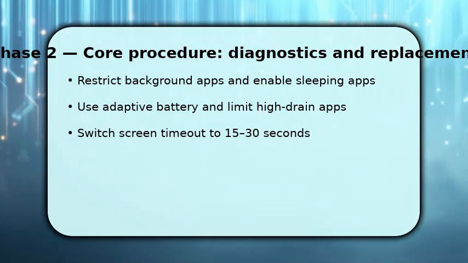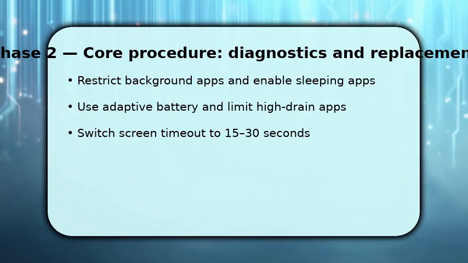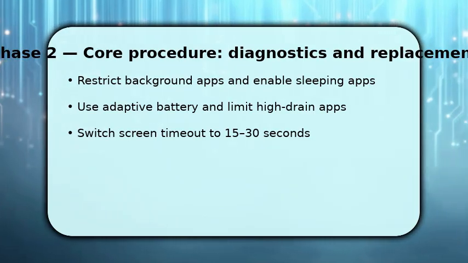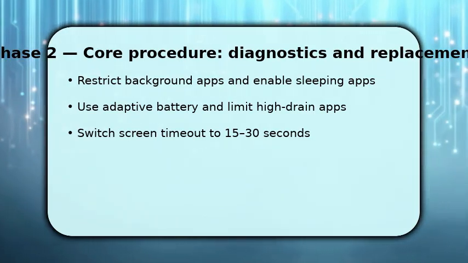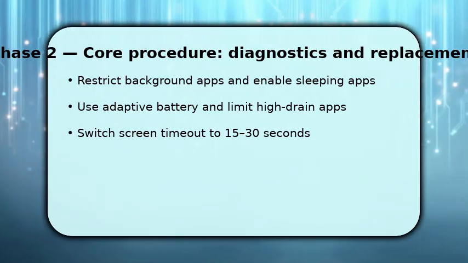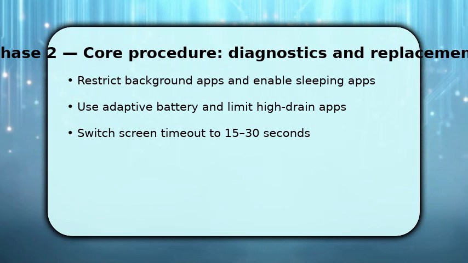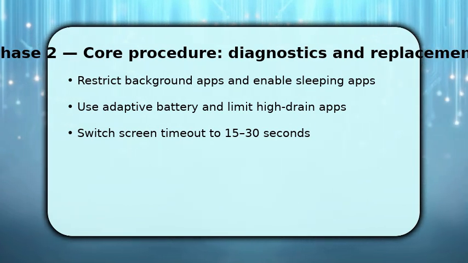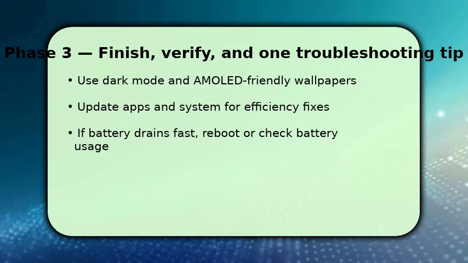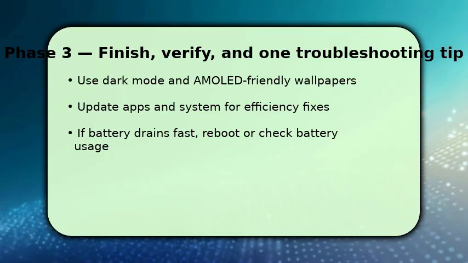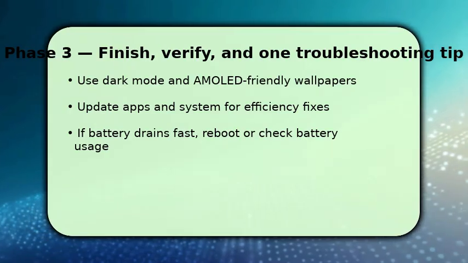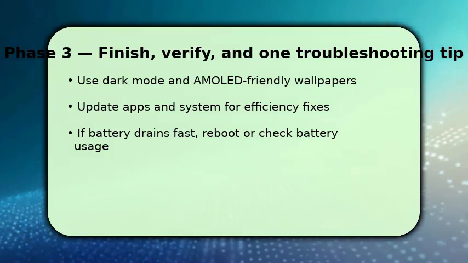Also, limit or uninstall high-drain apps and set screen timeout to 15-30 seconds. These steps reduce invisible energy use, and when you notice unwanted app restrictions, adjust individual app permissions. Finish with surface level and diagnostic moves. Switch to dark mode and use black or AMOLED-friendly wallpapers to save pixels on Samsung OLED displays, which cuts display power.